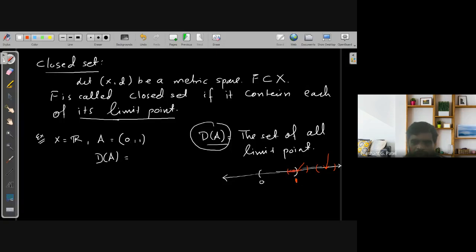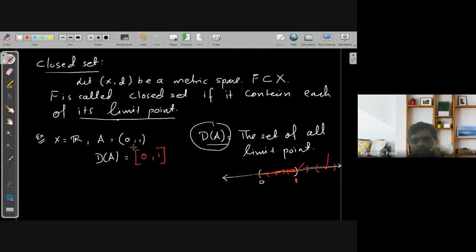So this portion always has an intersection with any open sphere you pick. That's why 1 is a limit point of this set. In the same way, if I pick any point inside this interval and draw a neighborhood of it, it always has an intersection with the set. So any point inside this interval is also a limit point. The same argument can be given for 0. So in general, the limit points of this set A are the closed interval [0, 1].